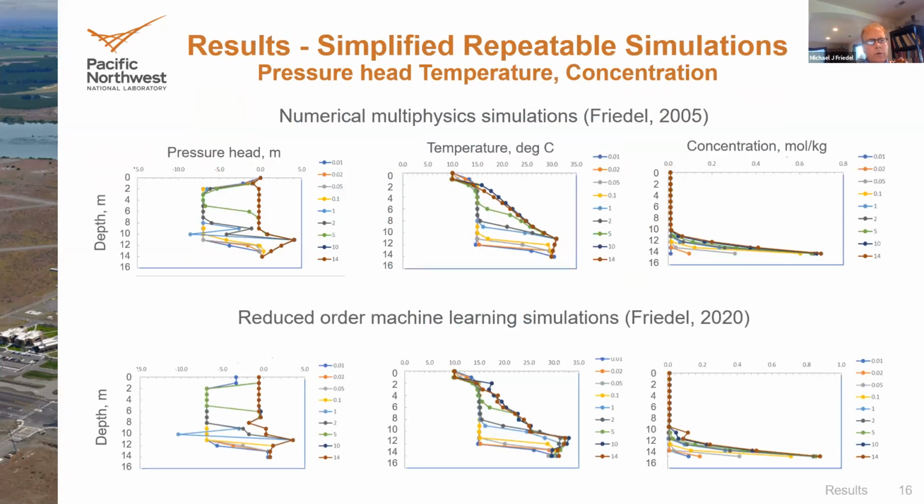This figure reveals good correspondence between the results of the numerical multiphysics simulations of pressure head, temperature, and concentration shown in the upper panel with the reduced order machine learning simulations in the lower panel. The reduced order model reflects training of the unsupervised machine learning algorithm using the physics-informed learning parameter estimates and stochastic boundary conditions. This reduced order model provides a computationally inexpensive method to rapidly evaluate changes in boundary conditions on subsurface pressure head, temperature, and concentration.